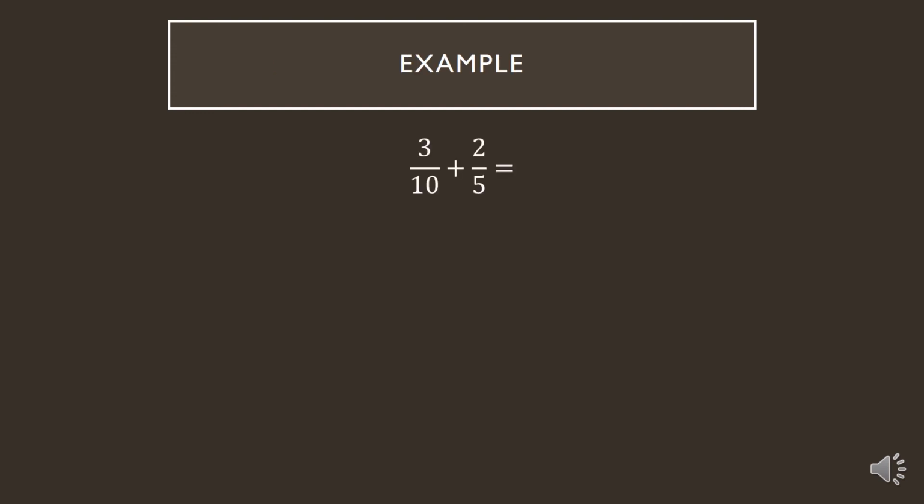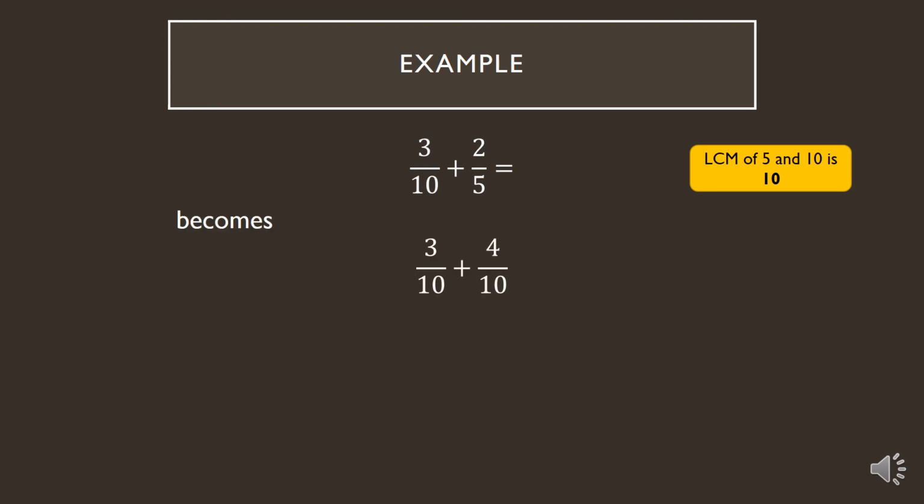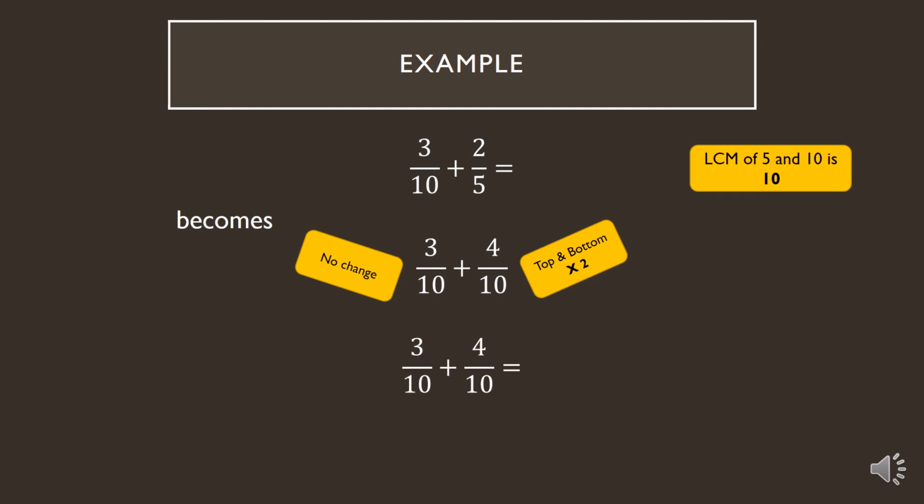Here's another example. 3/10 plus 2/5 equals, the lowest common multiple of 5 and 10 is 10. So our sum becomes, well, the first part, there's no change on the first fraction because it's already in tenths. The second one, we're changing fifths to tenths, so we're multiplying top and bottom by 2. And now we just count up 3 tenths plus 4 tenths gives me 7 tenths.